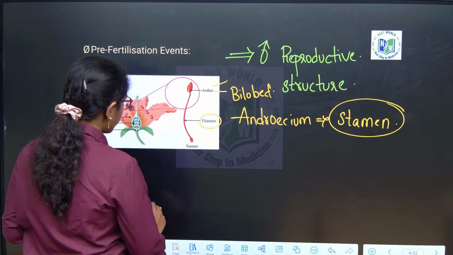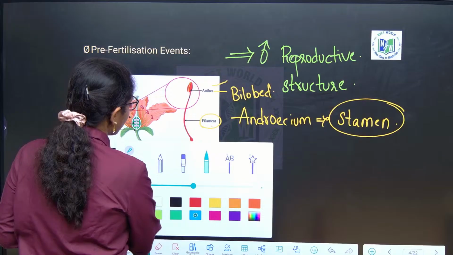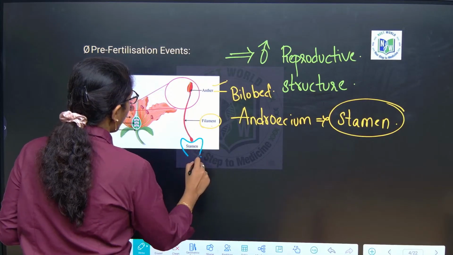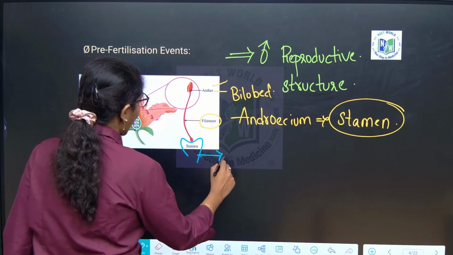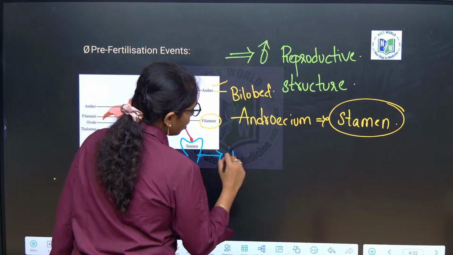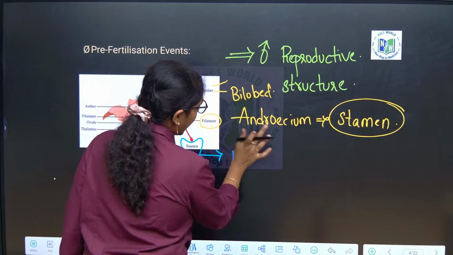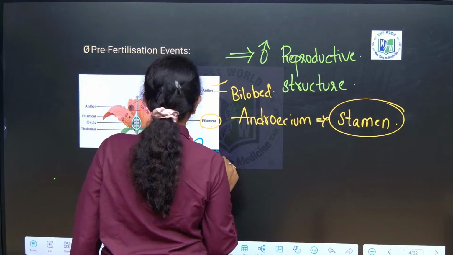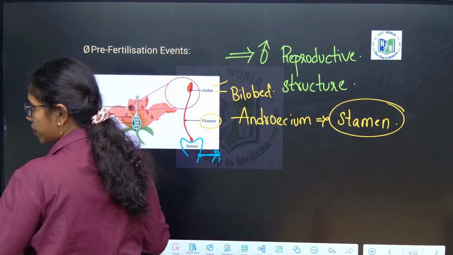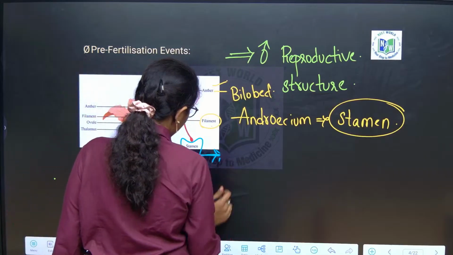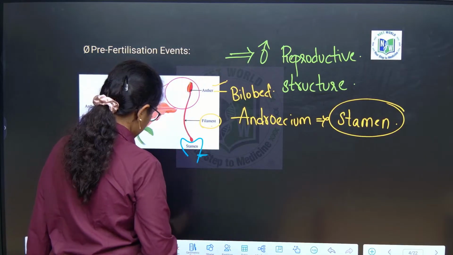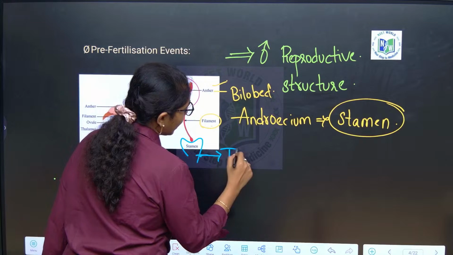This filament is attached to the stalk. The proximal end of the filament is attached to the thalamus.